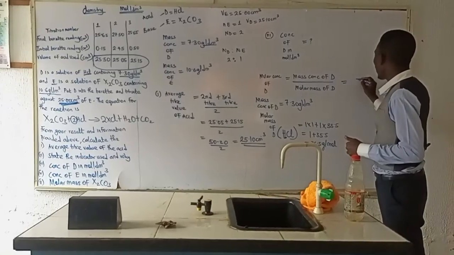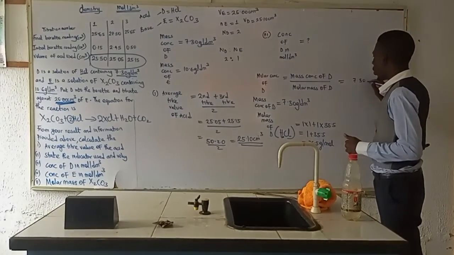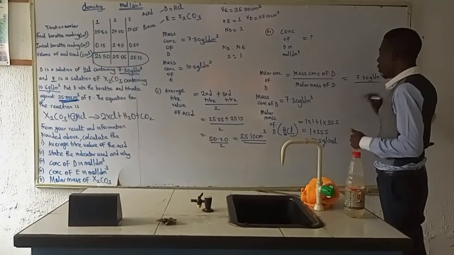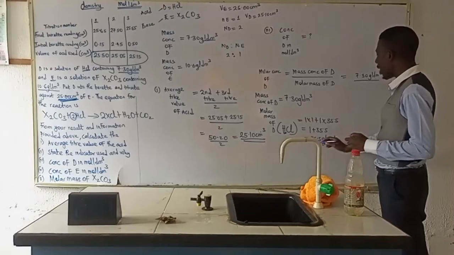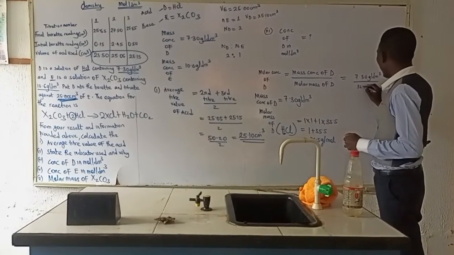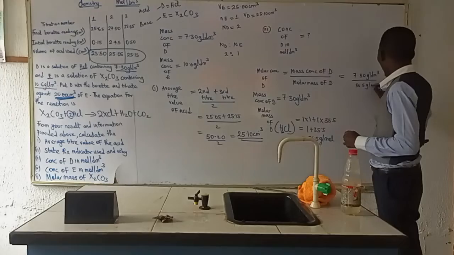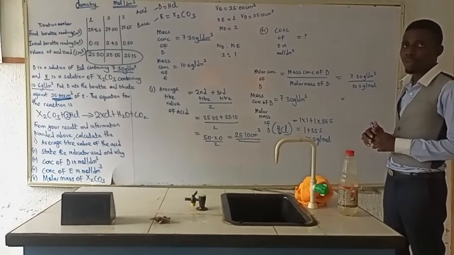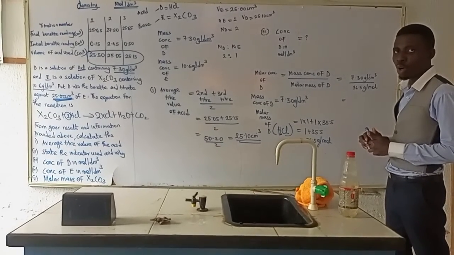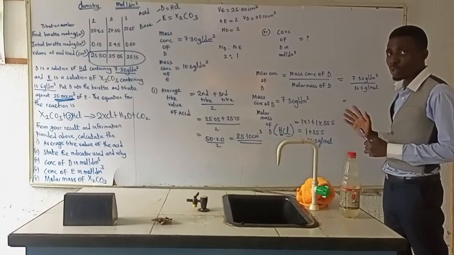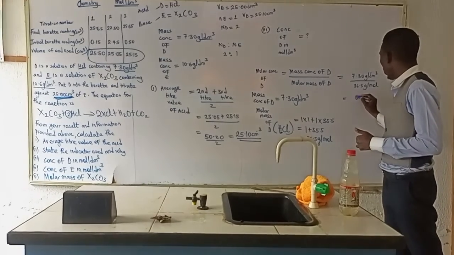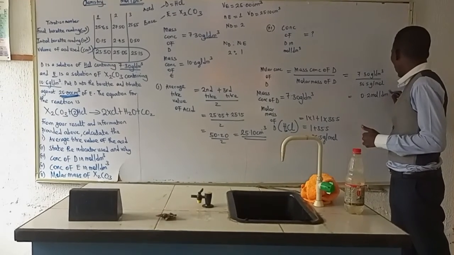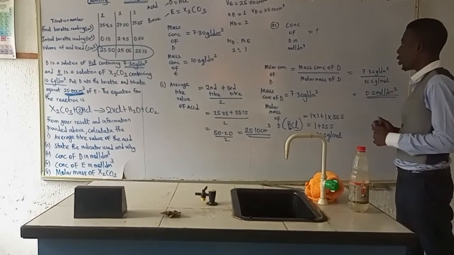I am looking for the molar concentration of D. The mass concentration of D has been given as 7.30 gram per dm cube, and we've gotten the molar mass of D to be 36.5 gram per mole. That means 7.30 divided by 36.5 is 0.2 mole per dm cube.